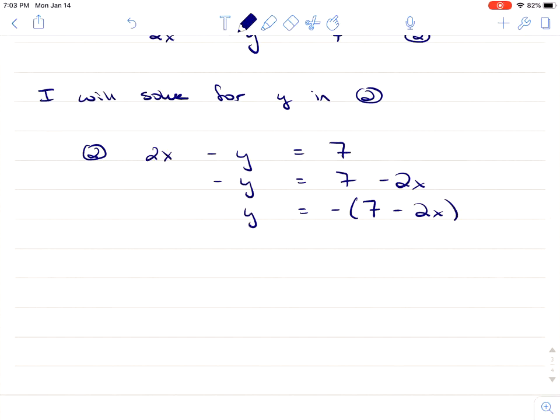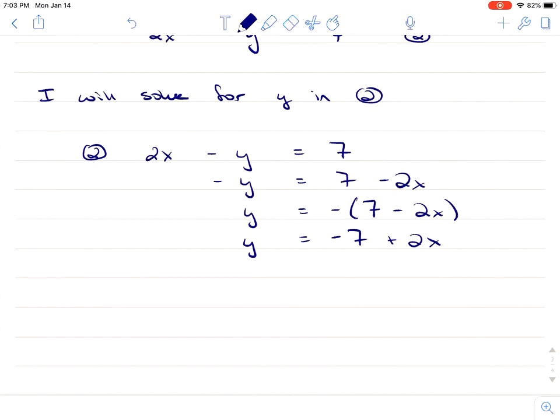Careful with those brackets. If you ditch the brackets right away, then you would have to have negative 7 plus 2x, right? So now we have y equals negative 7 plus 2x once we expand those brackets out. So now we know that y is negative 7 plus 2x. Whatever x is, that's going to be our y.